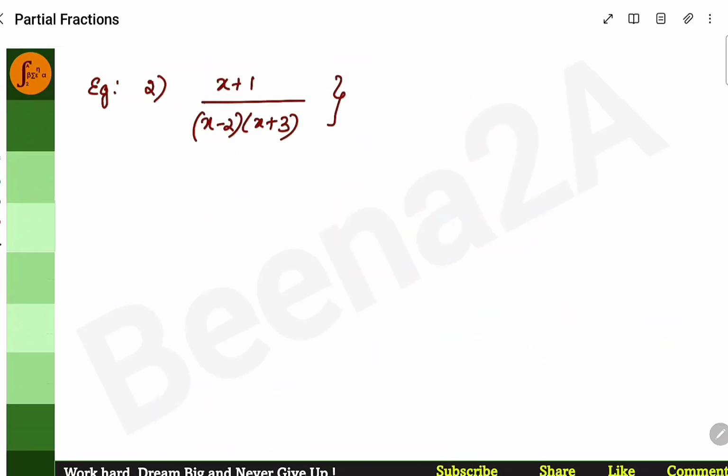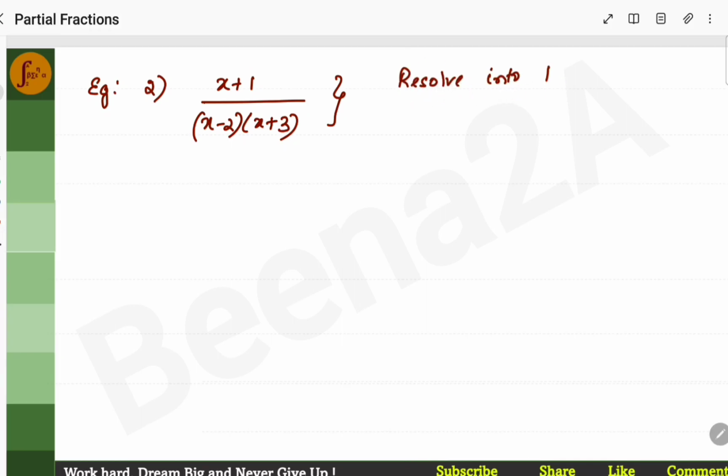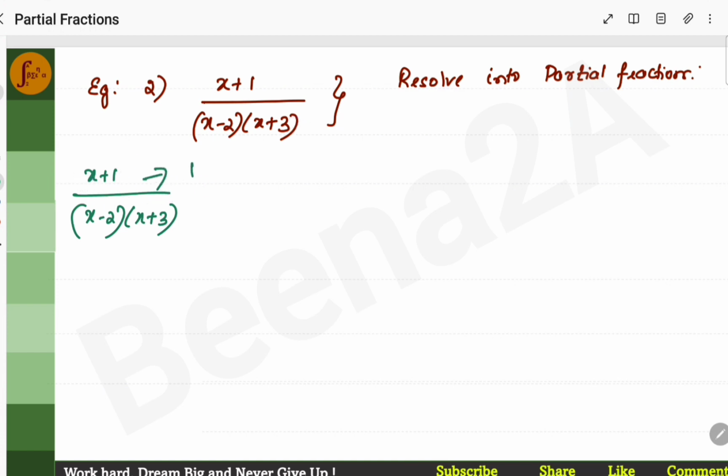Now let's take an example and resolve this into partial fractions. So what is the first step? What we will do is, we'll copy this as is. First, we need to check if it's proper or improper. Now, find the degree. What is the degree of numerator? It's 1. What is the degree of denominator? X into x square. So, degree of denominator is 2. So, here numerator degree is less than denominator degree, which means this is proper fraction.